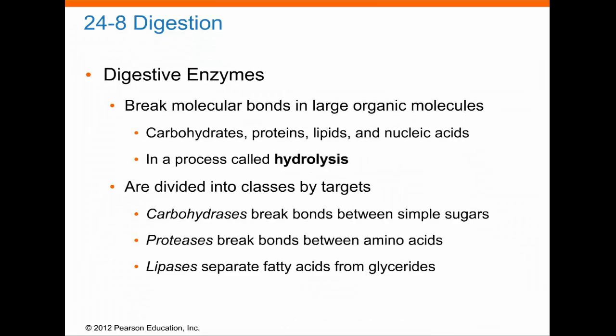They break down the molecular bonds in the large organic molecules, like carbohydrates, proteins, lipids, and nucleic acids, in a process called hydrolysis, which must happen in the presence of water, hydro. They're divided into classes. So you've got carbohydrases, which break down the bond into simple sugars, proteases, which break down the bond between amino acids, and lipases, which separate fatty acids from the glycerides.